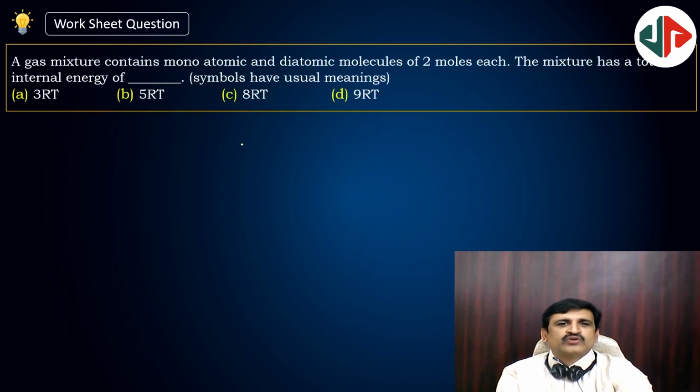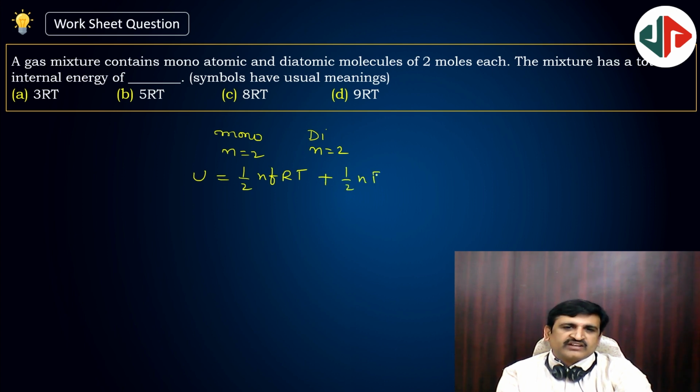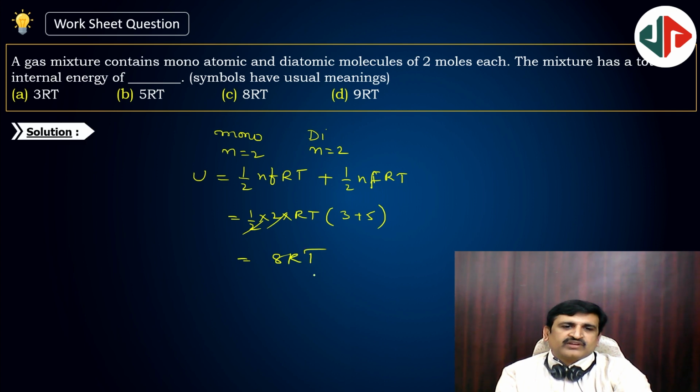A gas mixture contains monoatomic and diatomic molecules of 2 moles each. Mono n equal to 2, di n equal to 2. The mixture has a total internal energy equal to half n f RT for each, in terms of T only. So half is common, 2 moles common, RT common, only the degree of freedom differs. This has degree of freedom 3, this has 5. So it is 8. So 8 RT.